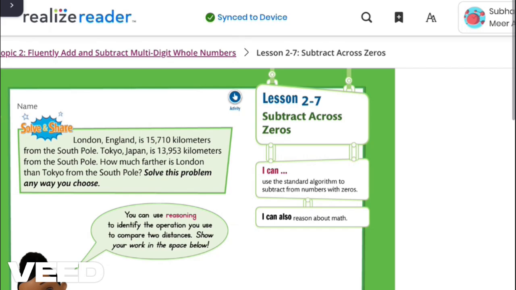Under Solve and Share, on page 61, again, everyone should have their math book out and be on page 61. I'll give us all a minute to take out our math book and turn to page 61.